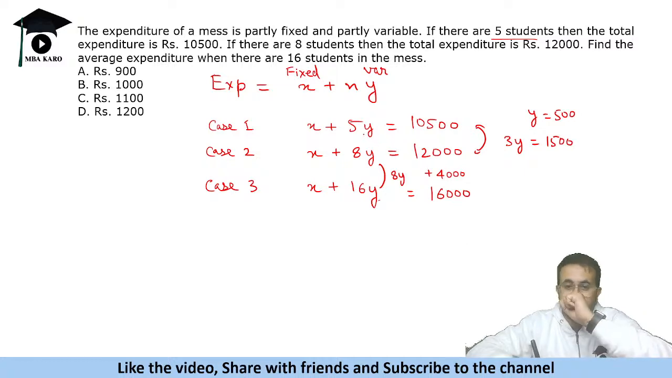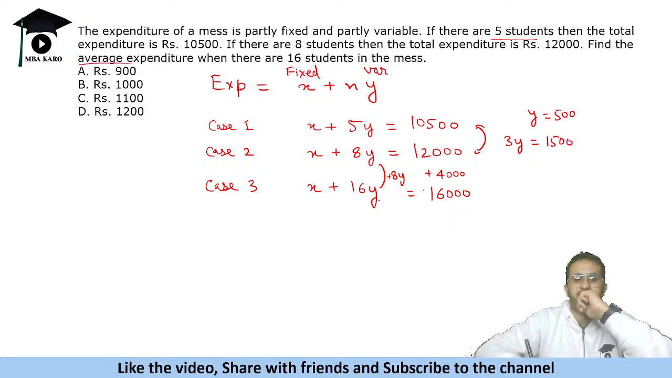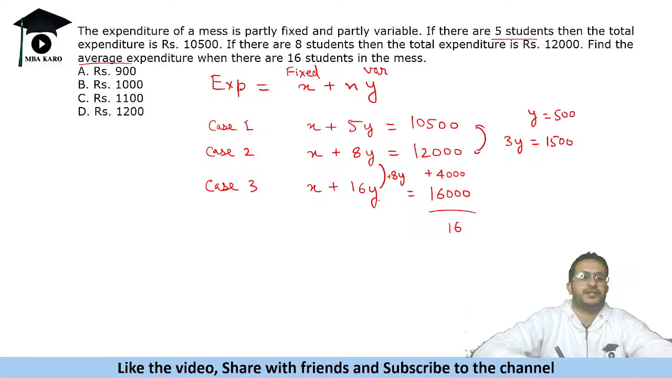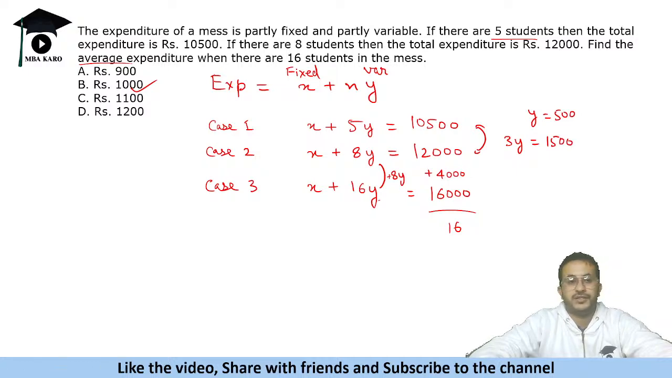Simple equation. x plus 5y is 10,500 and x plus 8y is 12,000. So we get y as 500. Now 8y we need to increase, that is 4,000 we need to increase. So total expenditure is 16,000 and we need to find the average expenditure. Divide it by 16, and the answer will be 1,000 rupees per person. Okay, so that is the answer to this question.